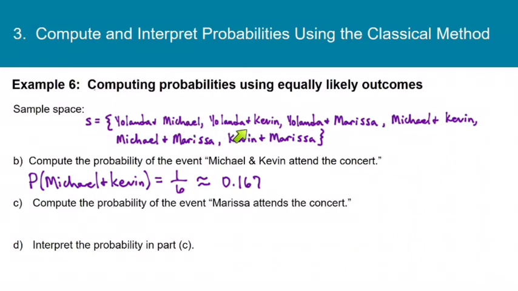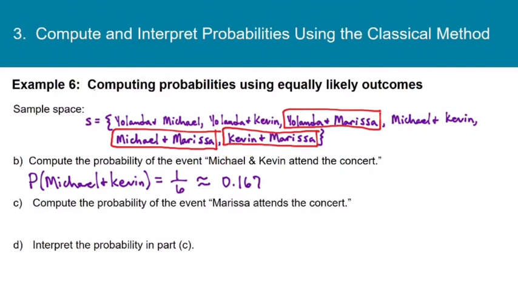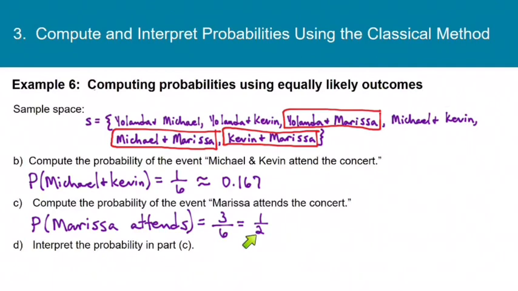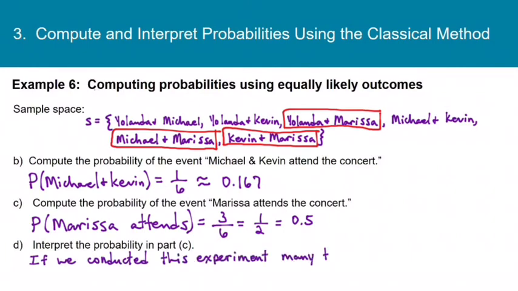Well, if we look back at our possibilities, Marissa's name comes up in 3 of the pairs. So the probability that Marissa attends the concert is going to be 3 out of a total of 6 possibilities. So in fraction form, that's 1/2, or in decimal form, that's 0.5. And then it says interpret the probability in part C. Well, we know that if Sophia repeated over and over the experiment of choosing 2 people, then about 50% of the time we would expect Marissa's name to be chosen.